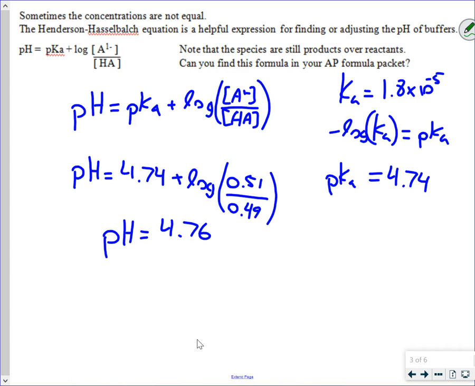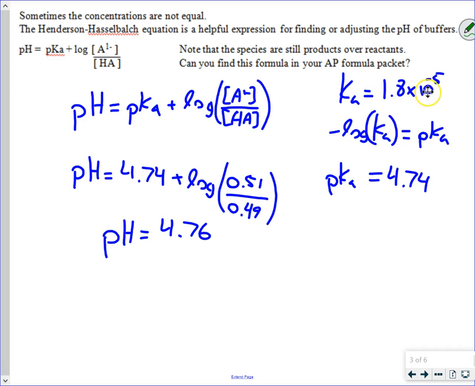So let's take the information from that problem. The Henderson-Hasselbalch equation is written up above, right here. We're going to take that 0.51 molarity of the conjugate base, the acetate, and the 0.49 molarity of the acetic acid that we have left over, and plug them into our Henderson-Hasselbalch equation. The Ka of acetic acid is 1.8 times 10 to the negative 5.